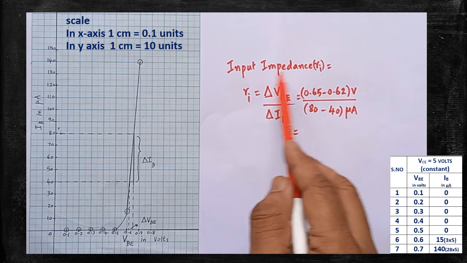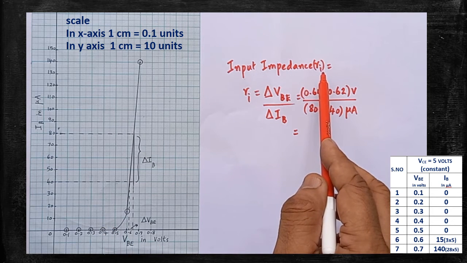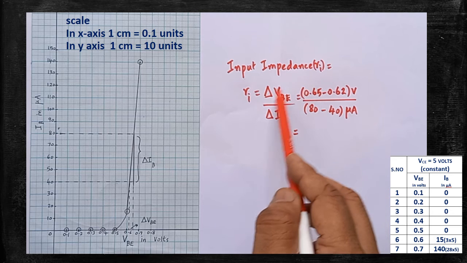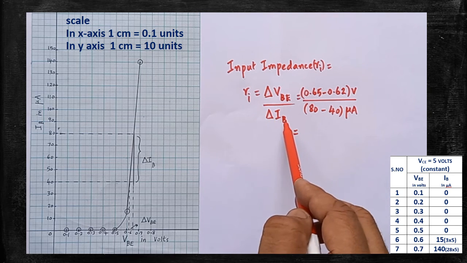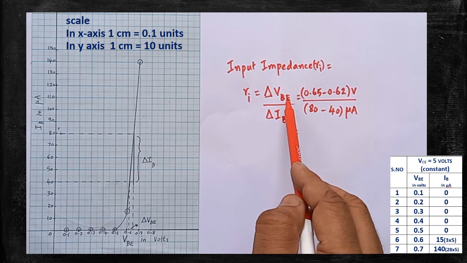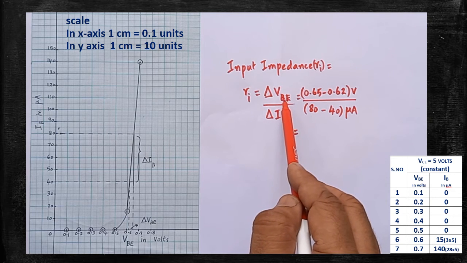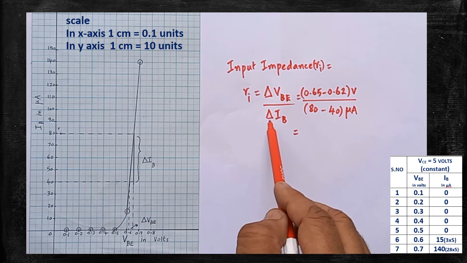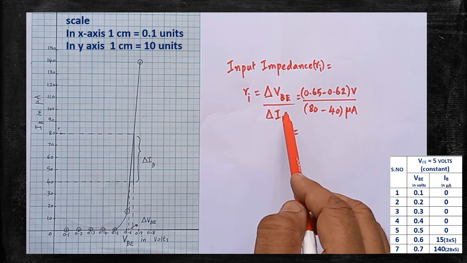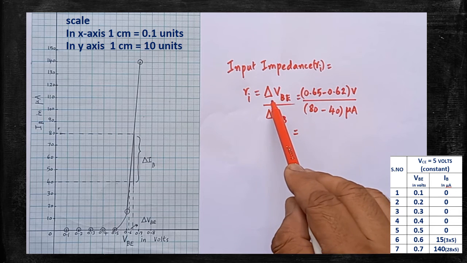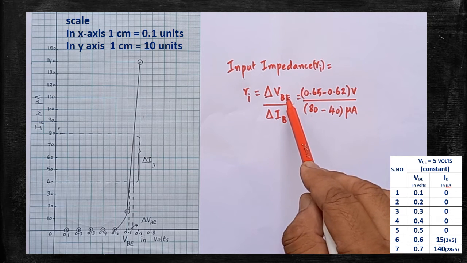Now to calculate the input impedance, the formula is: Ri is the symbol for input impedance. Ri is equal to del VBE divided by del IB. Del VBE means the difference in base and emitter voltage. What is del IB? The difference in base current. The ratio between these two is to be taken. How to calculate del VBE?